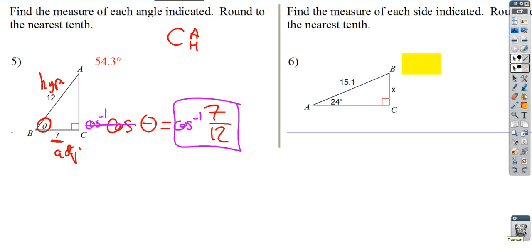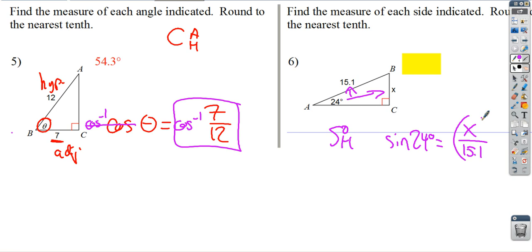Okay, number 6 is a similar type of thing. It says find the measure of a missing side this time. So this side is opposite, and that's hypotenuse. And opposite over hypotenuse is sine. So we could say the sine of 24 degrees is opposite x over hypotenuse right there.